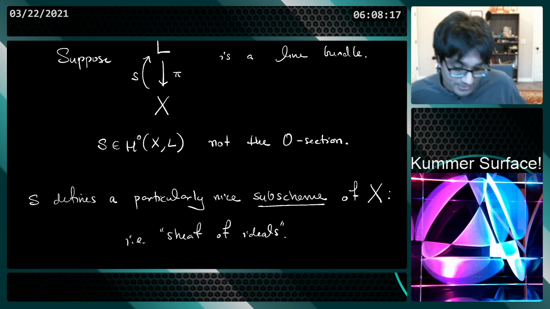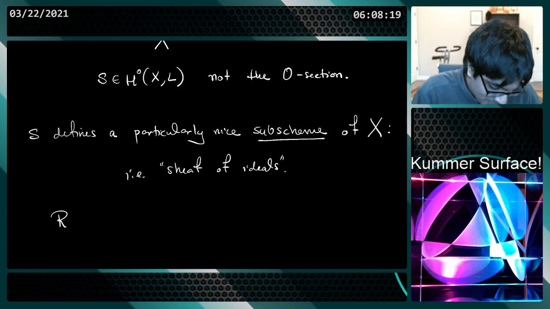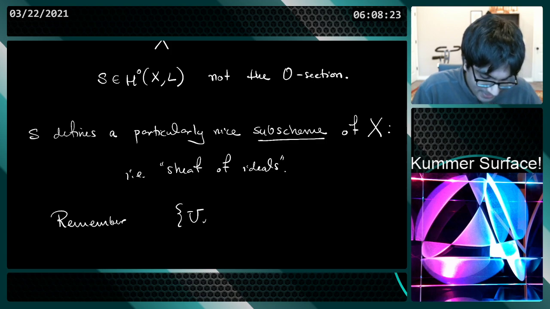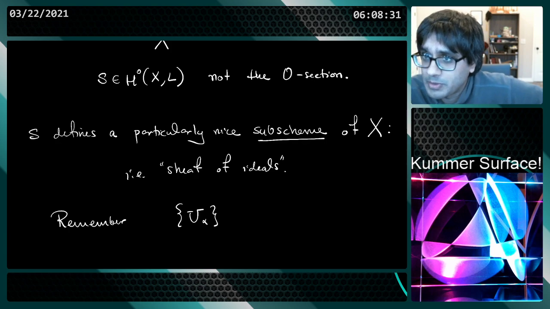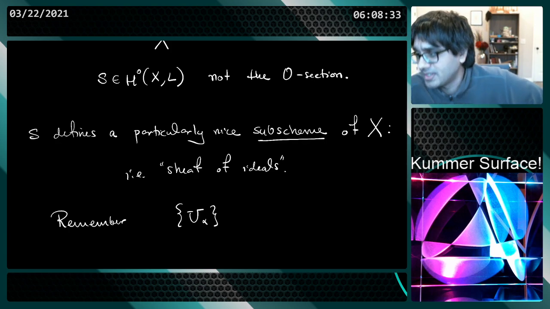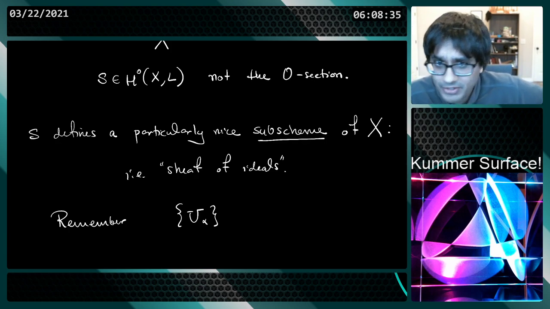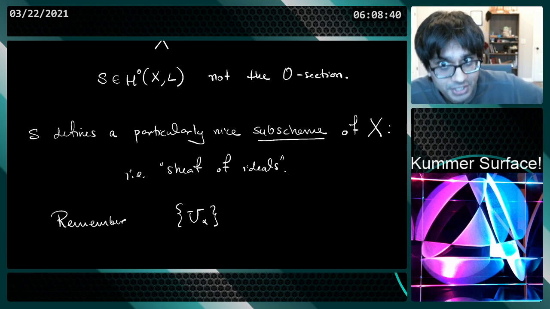Here's how it's defined. Remember that there's some open cover. You can take them to be open affines because the open affines form a basis for the topology. But there's some open covering of X over which there are trivializations of L.